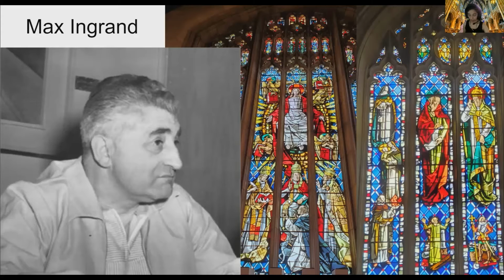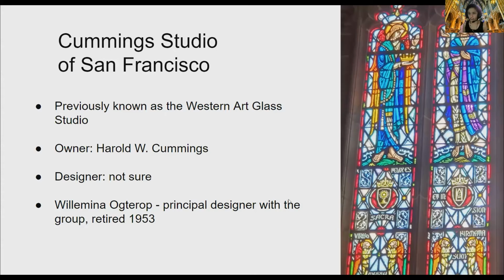Now, the following one that I have is the Cummings Studio. Unfortunately, I don't know too much about the Cummings Studio, and there's not much that we know about it. However, I was doing some research online, and I did find a biography, I'm not exactly sure, on an artist known as Wilhelmina Orthorop. She is a glass designer who was hired by the Cummings Studio. Previously, it was known as the Western Art Glass Studio, and the owner was Harold W. Cummings, and he later changed the name to the Cummings Stained Glass Studio of San Francisco.